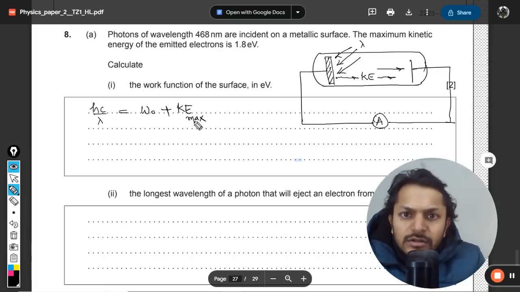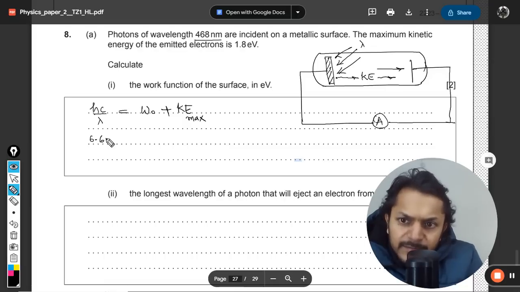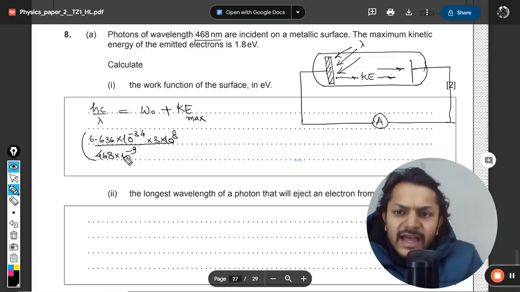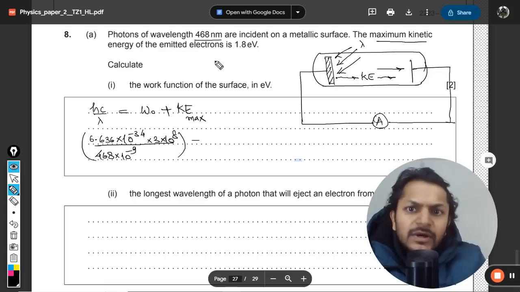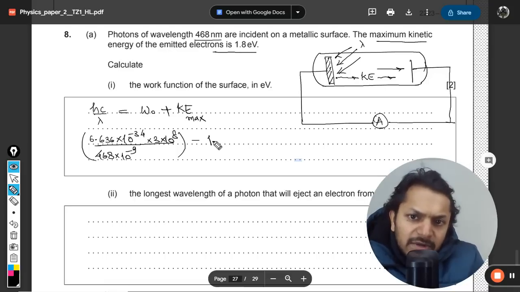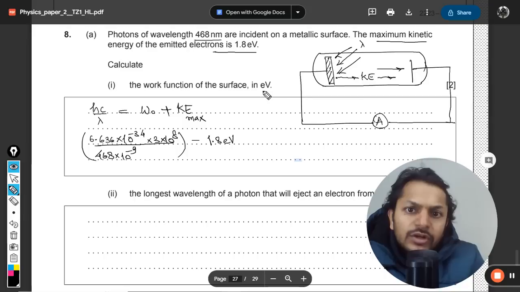Okay, so this is the equation that we are going to use. Now the wavelength is given as 468 nanometer. We can just plug in our values here. Planck's constant is 6.63 times 10 to the power negative 34, c is this, and the wavelength is 468 nanometer. This is hc by lambda, that is the energy of the photon, minus the maximum kinetic energy. The maximum kinetic energy is in eV, and you want the answer in eV.